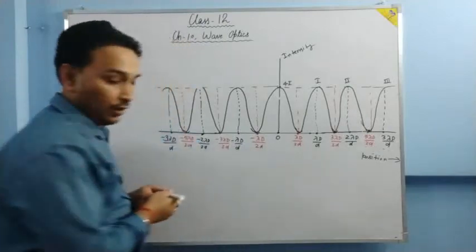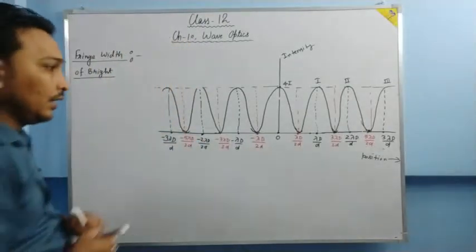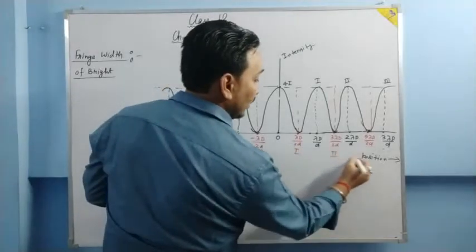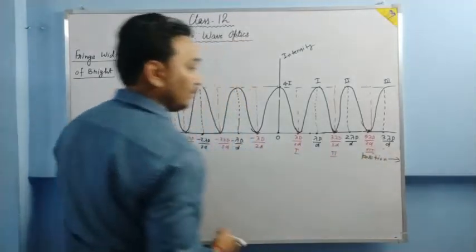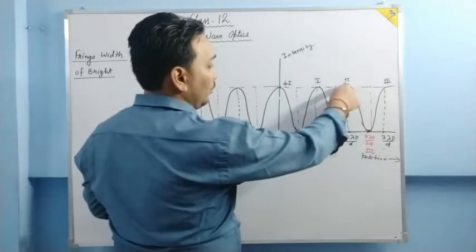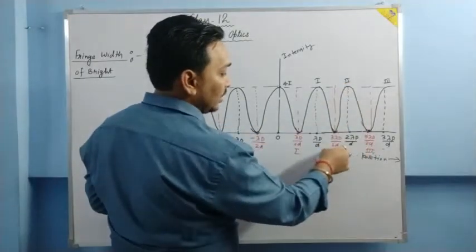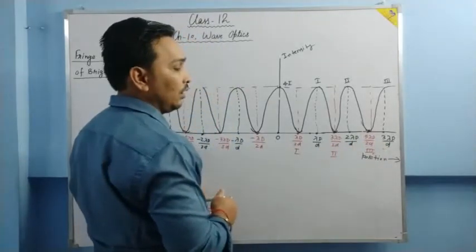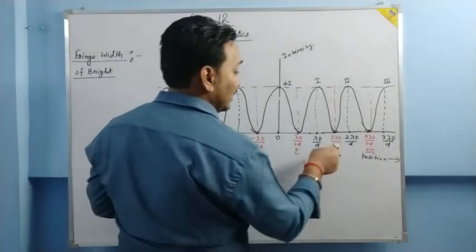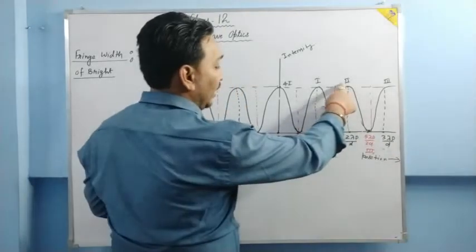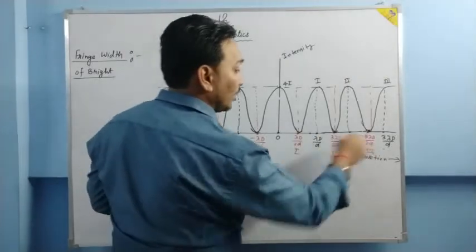And just see, for dark fringes, this is your first dark fringe, this is your second, and this is your third. So for the second bright fringe, you have to subtract the second dark from the third dark position.